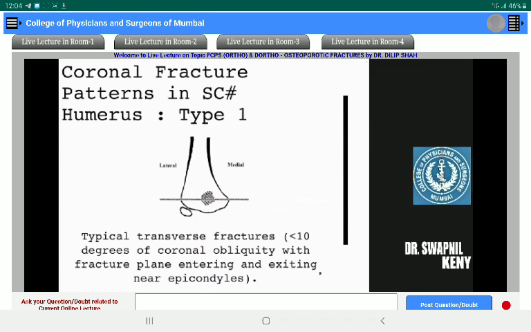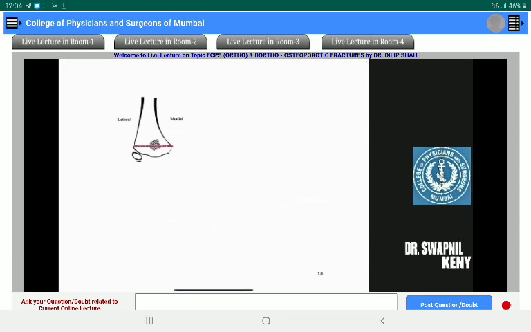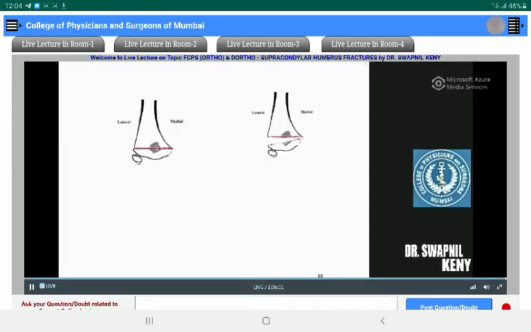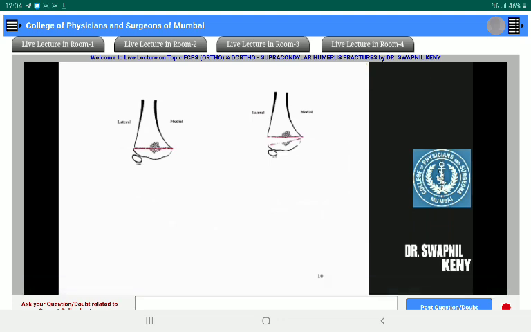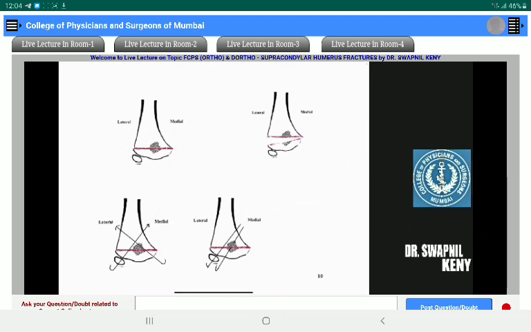Now, coming to the first type, the type 1 coronal fracture pattern in supracondylar fractures. This is a typical low transverse fracture with less than 10 degrees of coronal obliquity, with the fracture plane entering and exiting near the epicondyles. This is the commonest injury. Now, this is how this fracture pattern opens up with a kind of a medial angulation and a medial displacement. And based upon extension type or flexion type, there may be a posterior or an anterior angulation. And this is the classical fracture pattern, which can be fixed with cross K-wires, or even 2 lateral K-wires, or even 3 lateral K-wires.